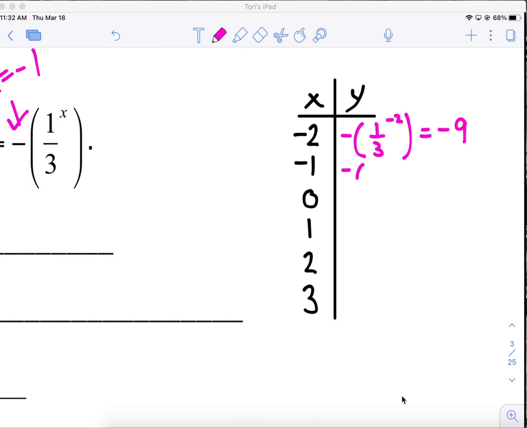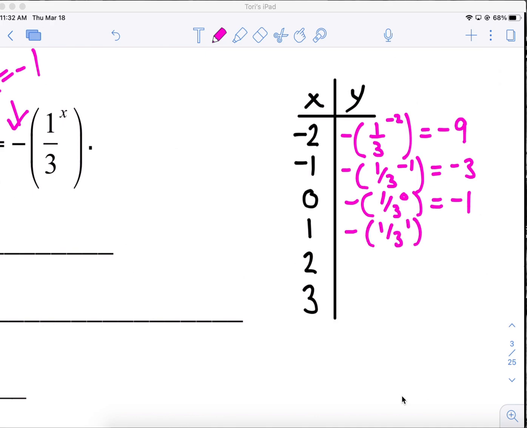Let's do the same thing. So 1/3 raised to the -1. So I'm going to flip it. That's a 3. To the first power stays a 3. Then make it negative. So -3. 1/3 to the 0 is automatically a 1. We make it negative. 1/3 to the first power is still a 1/3, but I make it negative. 1/3 squared is 1/9, and I make it negative. And then we really don't need the 3 because it's going to be 1/27 and then make it negative.